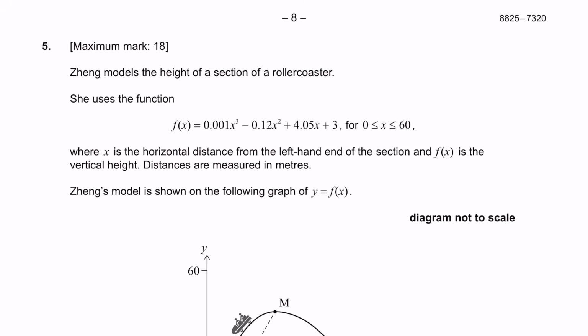Question 5. Tseng models the height of a section of a roller coaster. She uses the following function. So here's a cubic function right here for a domain of x greater than or equal to 0 and less than or equal to 60, where x is the horizontal distance from the left-hand end of the section and f of x is the vertical height. Distances are measured in meters.